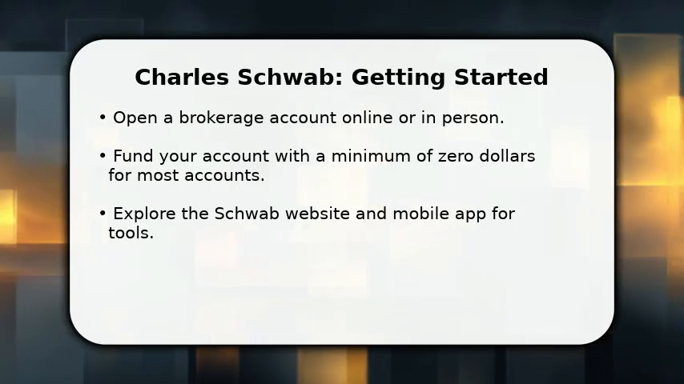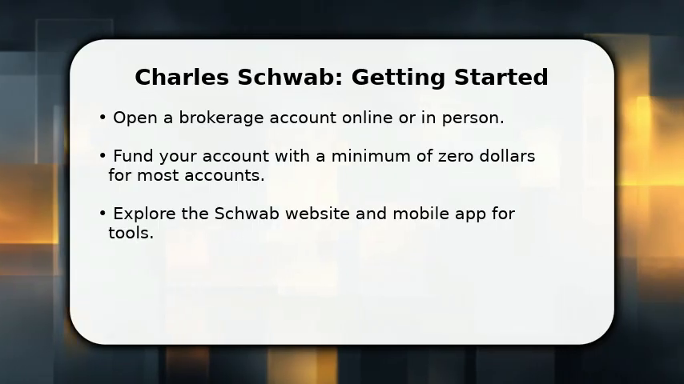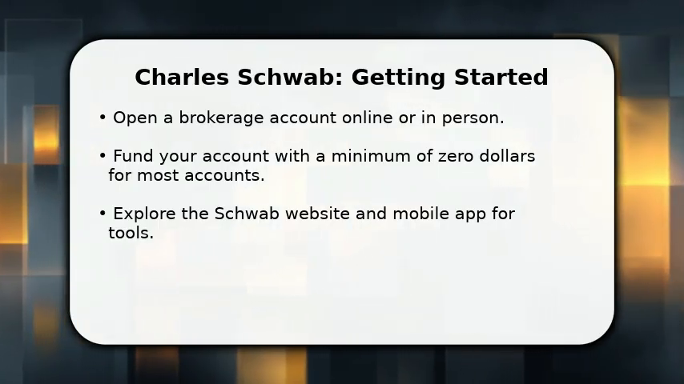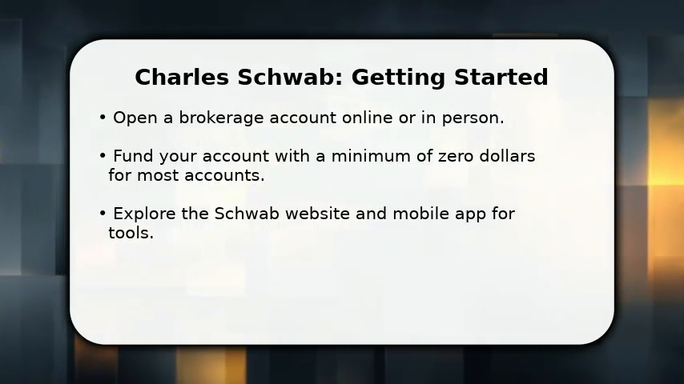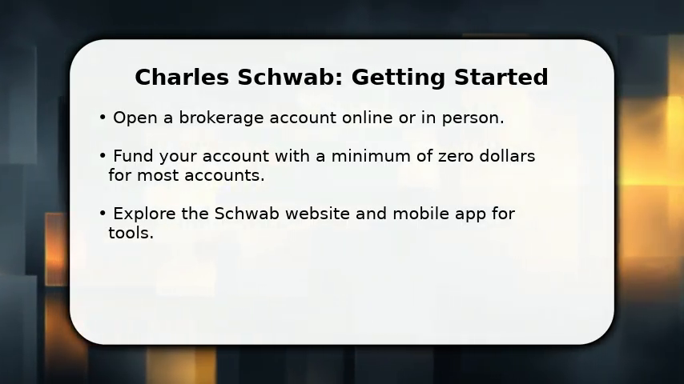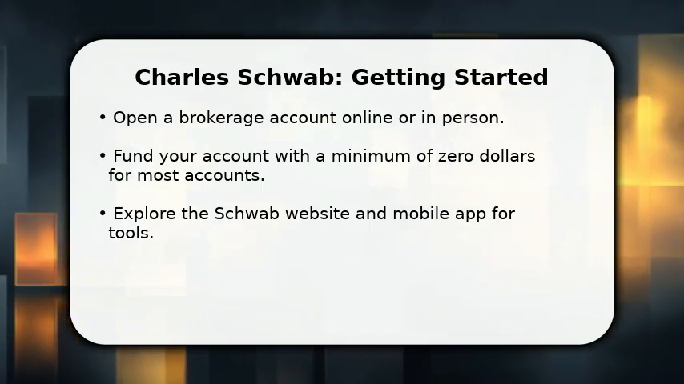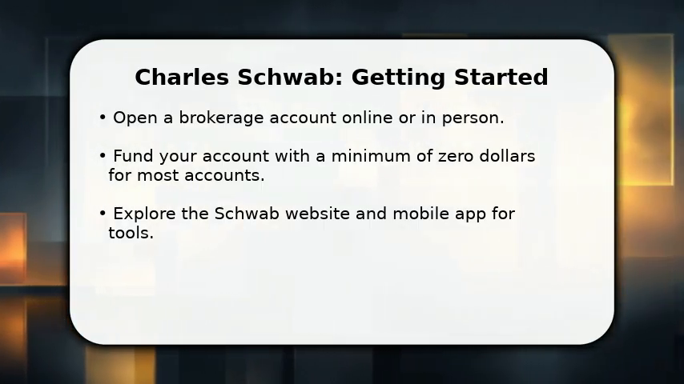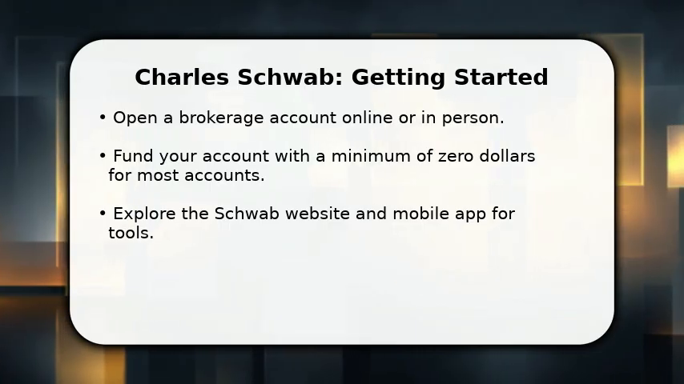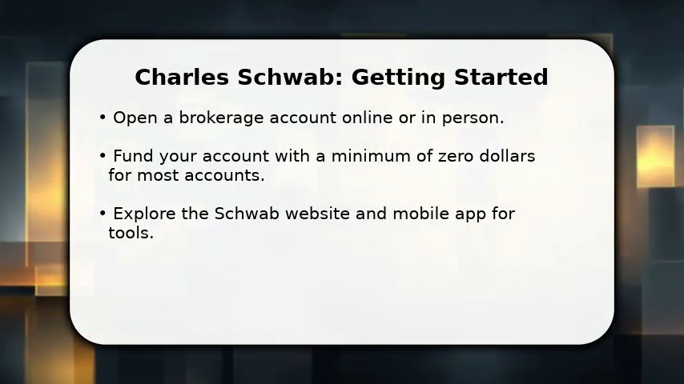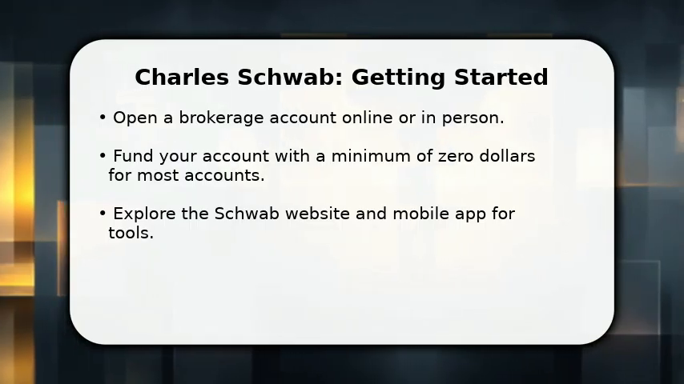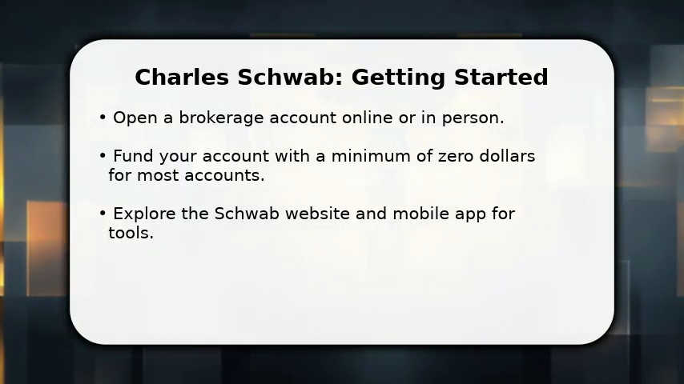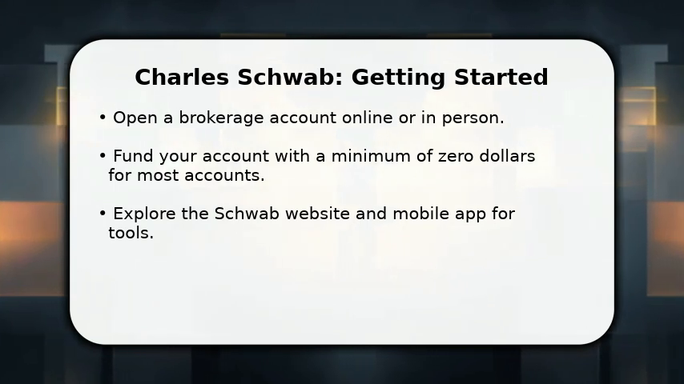In this video, I will explain how to use Charles Schwab for stocks. First, you will need to open a brokerage account, which can be done online or by visiting a branch. Funding your account is straightforward, with many accounts requiring a minimum of $0 to begin. Once your account is active, take some time to explore the Schwab website and mobile application. These platforms offer a wealth of resources and tools to help you get started on your investment journey.